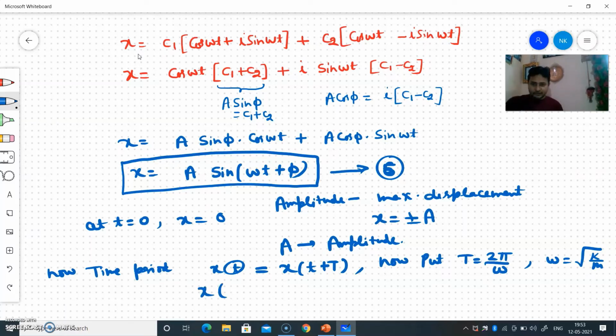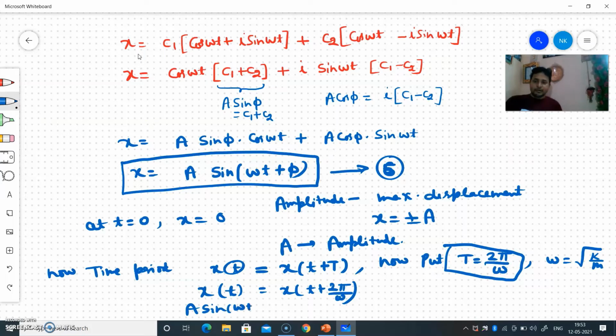We should get x(t) equal to x(t plus T), and if it is satisfied, it means T is equal to 2 pi by omega is the time period. So x(t) is equal to x(t plus 2 pi by omega). Okay, so x(t) is what? A sin(omega t plus phi).